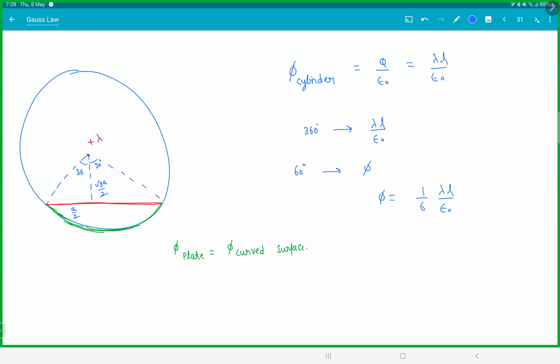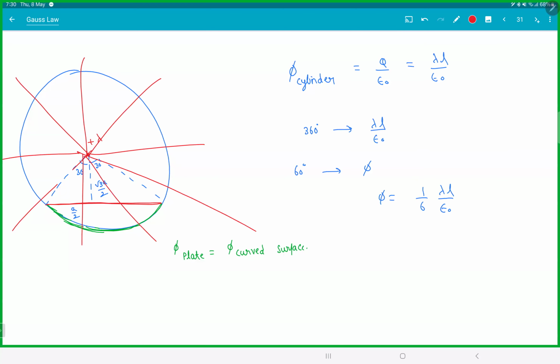Easy. So all these lines which will go from this charge here, they're going in all directions. So the total charge is lambda into length L. So the full cylinder would be lambda L by epsilon, but this green one is contributing for 60 degrees.